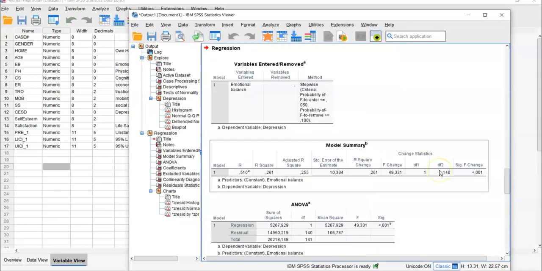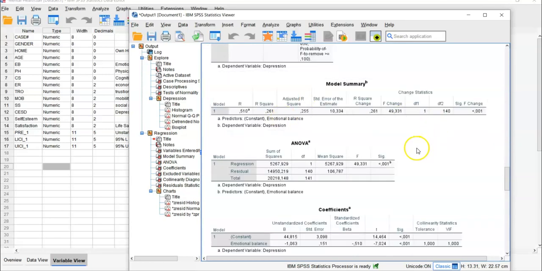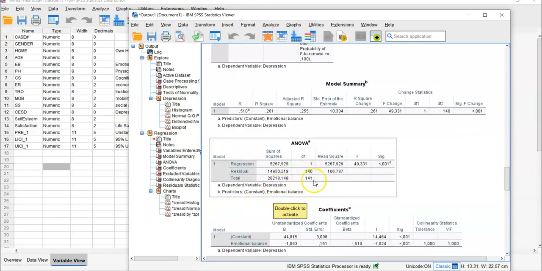The output will generate many tables. You can verify here that the method was stepwise. This means variables are removed automatically when they are not significant. Here you can see the regression. There is only one variable, emotional balance, which means the other variables were not significant in influencing depression. Only emotional balance was chosen. With the ANOVA table, you can see the F value and the significance. This means it is a significant factor to influence depression.